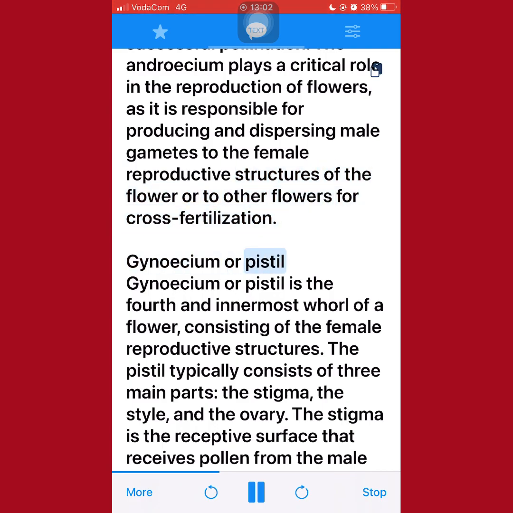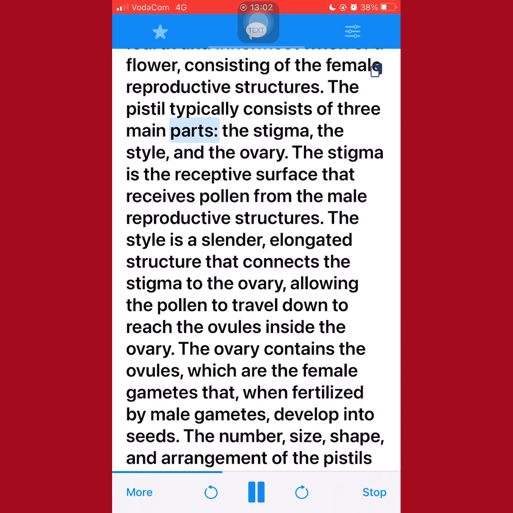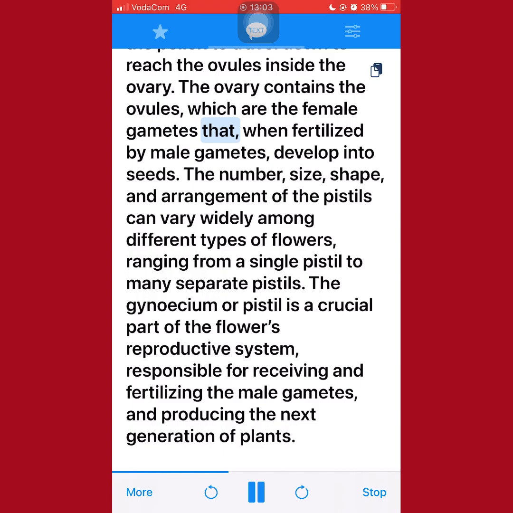Gynoecium or pistil. Gynoecium or pistil is the fourth and innermost whorl of a flower, consisting of the female reproductive structures. The pistil typically consists of three main parts: the stigma, the style, and the ovary. The stigma is the receptive surface that receives pollen from the male reproductive structures. The style is a slender, elongated structure that connects the stigma to the ovary, allowing the pollen to travel down to reach the ovules inside the ovary. The ovary contains the ovules, which are the female gametes that, when fertilized by male gametes, develop into seeds.